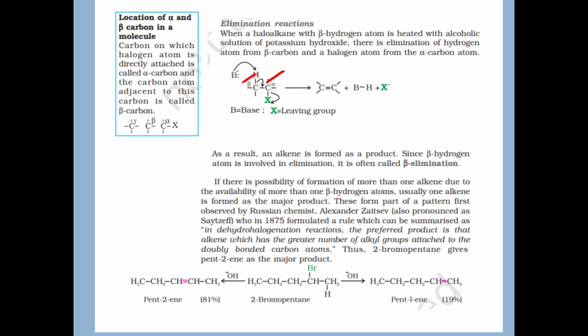For an unsymmetrical alkyl halide like 2-bromopentane, if it is given alcoholic KOH, then pent-1-ene and pent-2-ene will be the products. There will be two types of product. The major product will be pent-2-ene, which is 81%.